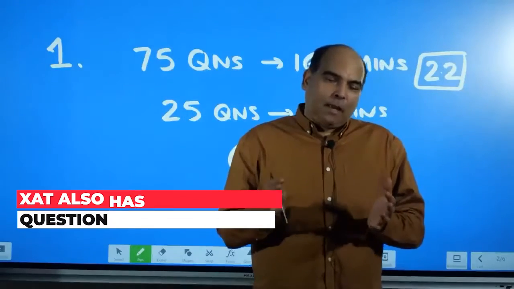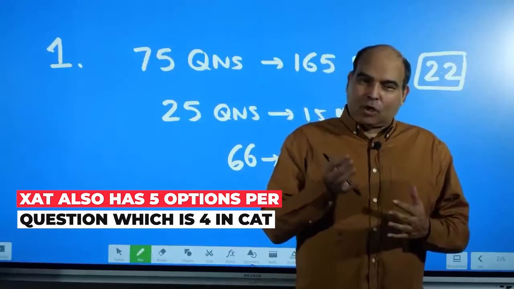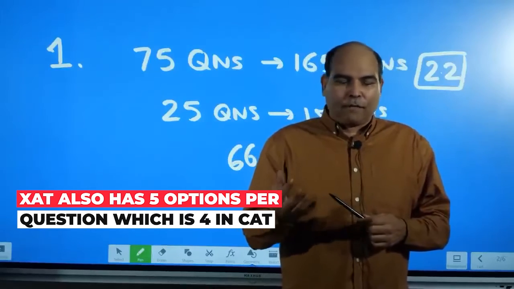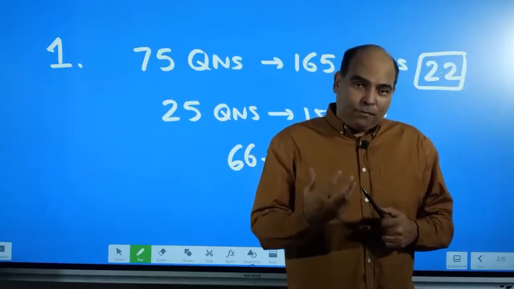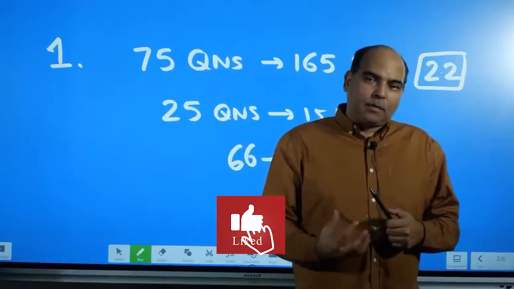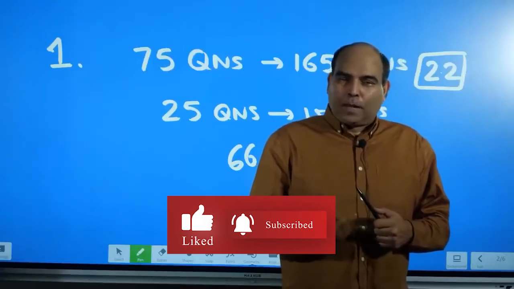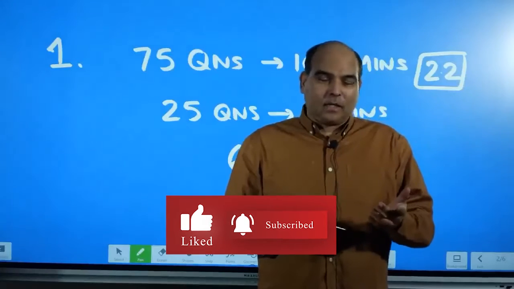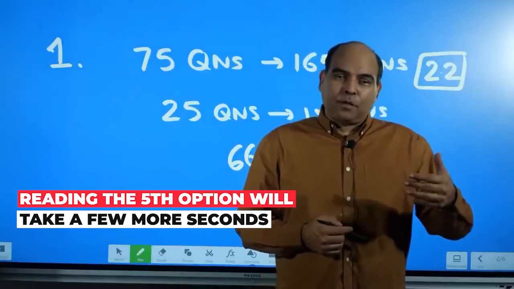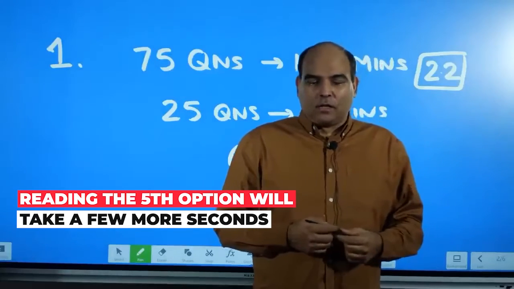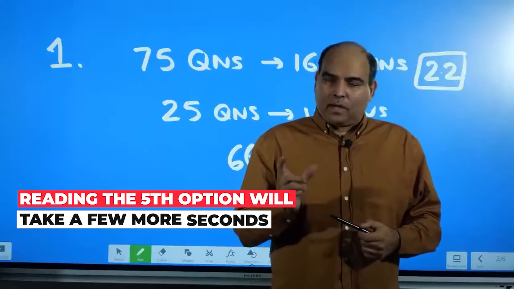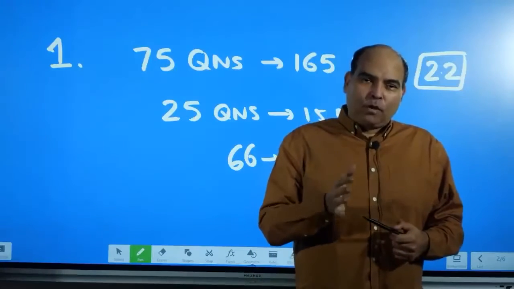Now while some of that time will go in the fact that XAT has an extra option in all questions, there are 5 options. And when you have to think about question types like reading comprehension or parajumbles, or even question types like decision making, reading the 5th option will take you 10, 15, 20 seconds extra. So you don't have an advantage there in terms of time.